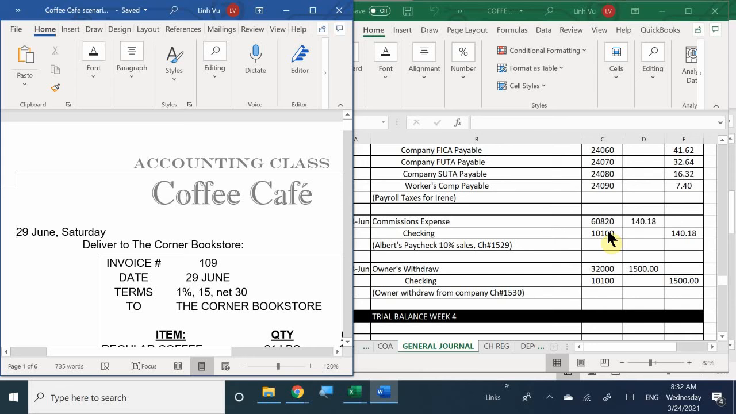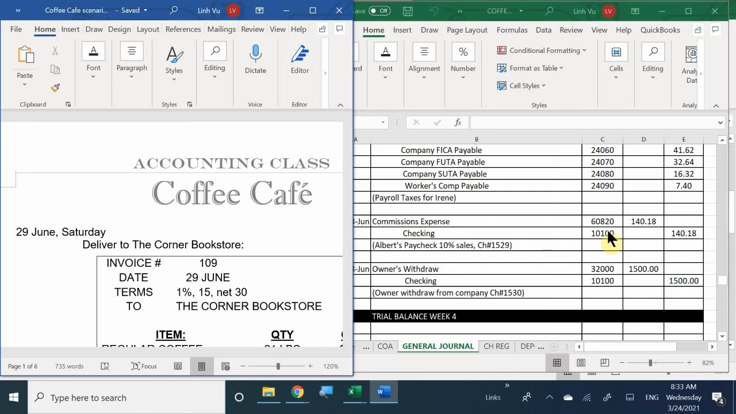Okay, so here we're going to be completing week 5. Week 5 is that we must continue doing Coffee Cafe until we reach the end of the month. So we still have 2 more days left, right? We have the 29th and we have the 30th. So we're going to complete it until we reach the end of the month.